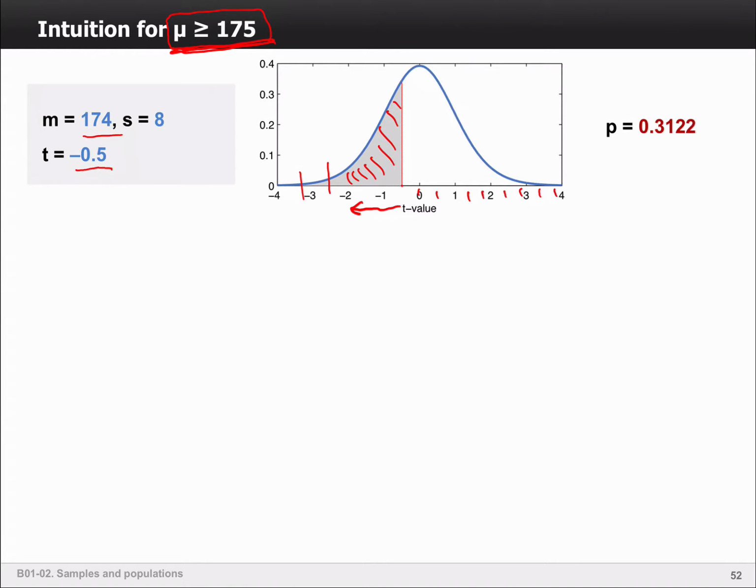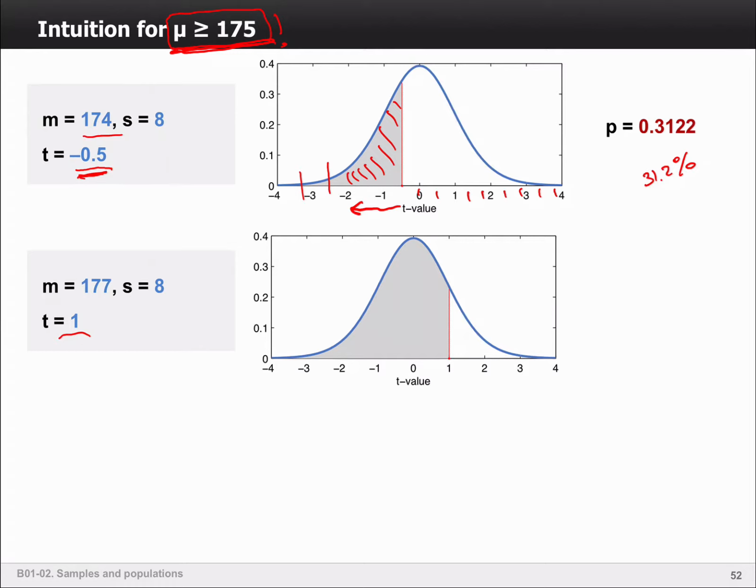So again, if we calculate it, we will get a p-value of 0.31. So there is still a 31.2% chance to get a sample as extreme as ours or even more extreme if our assumption about the population is correct. So it's still a pretty good chance, so we cannot reject the null hypothesis here. If we take the second example, now the t-value is +1, so it means it's not extreme at all. So we can expect a p-value larger than 0.5.